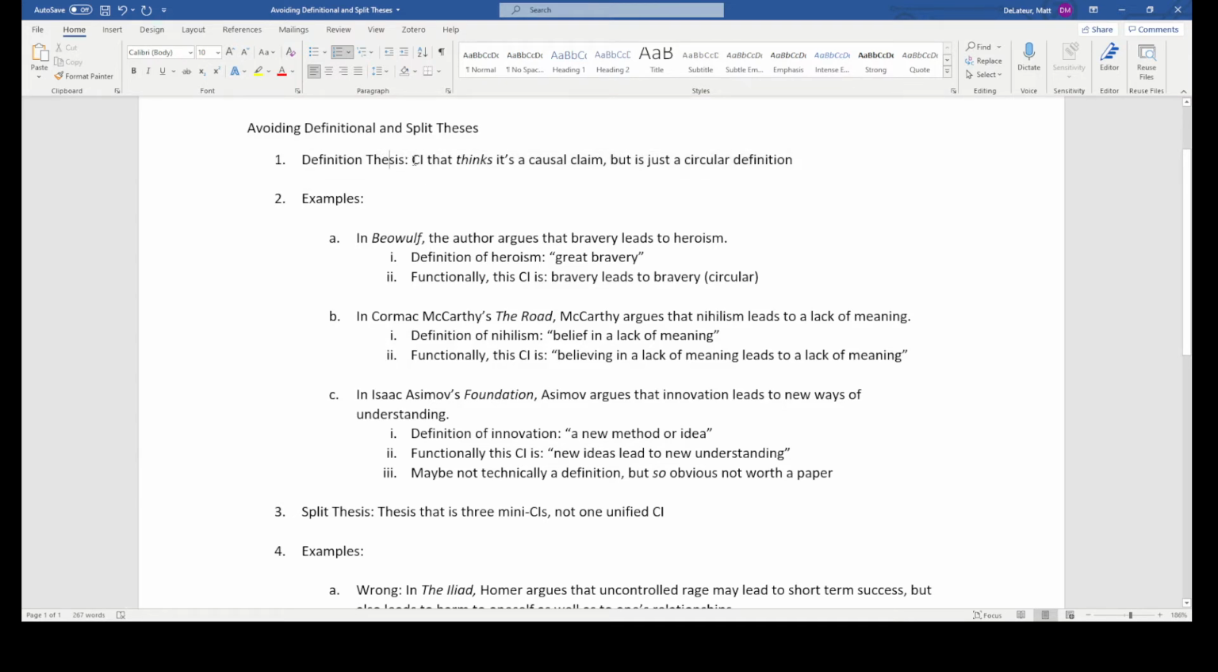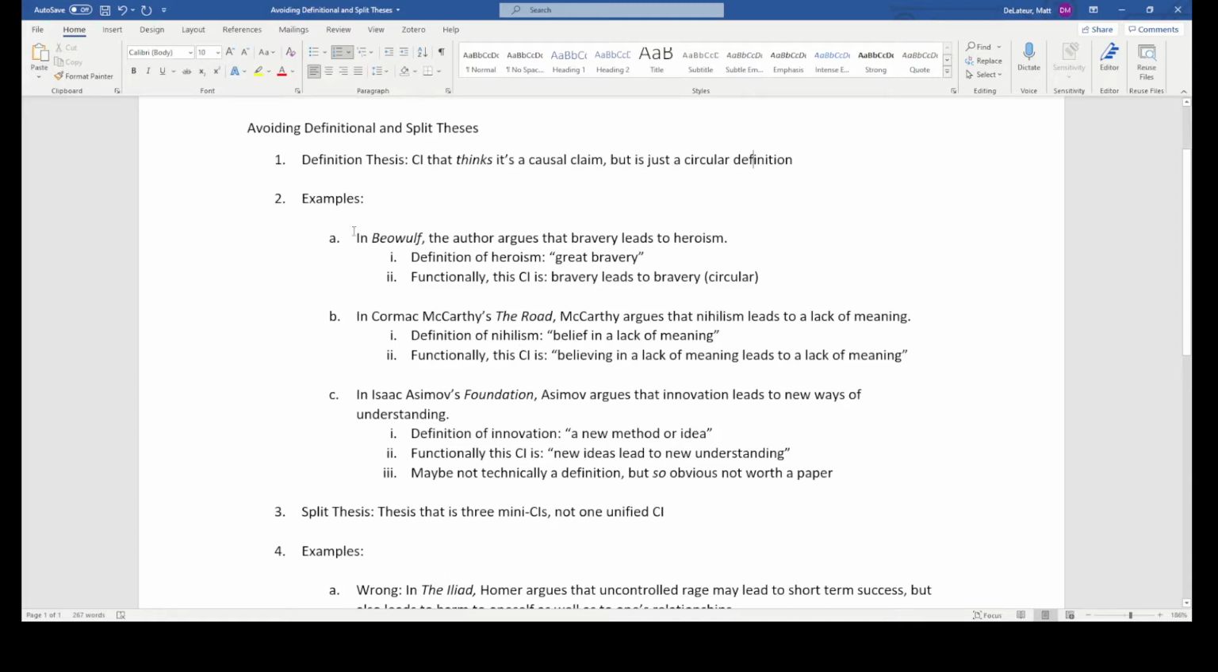The definitional thesis contains a CI that thinks it's a causal claim, is phrased as a causal claim, but it's really just a circular definition. It contains itself. So this is something I think you'll understand when you look at some examples. There's really not much more to say about its definition. Let's just take a look at some.